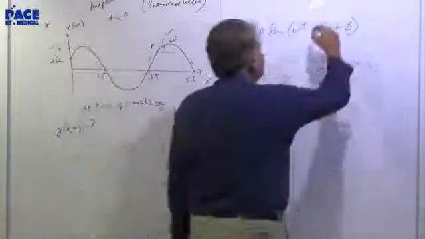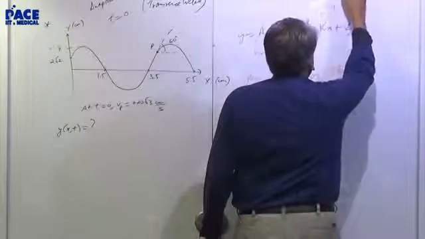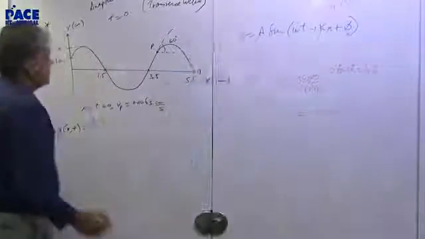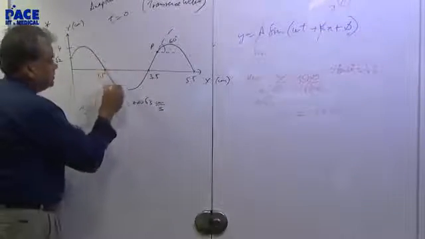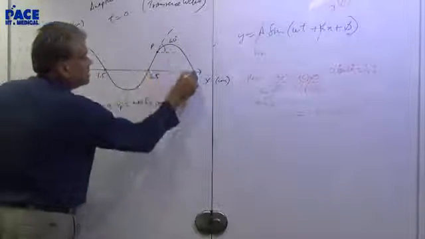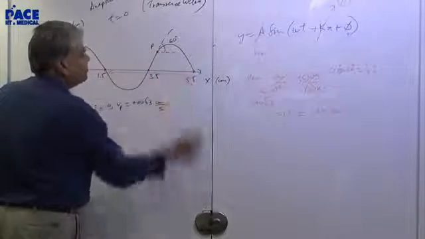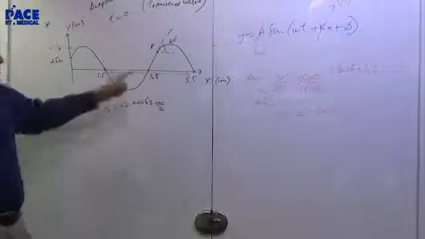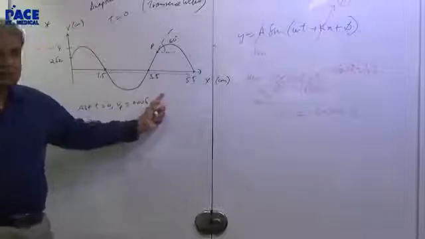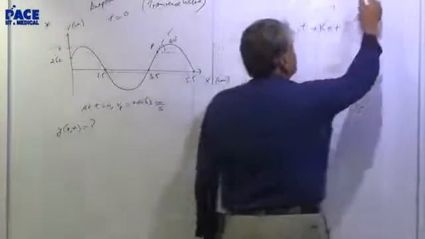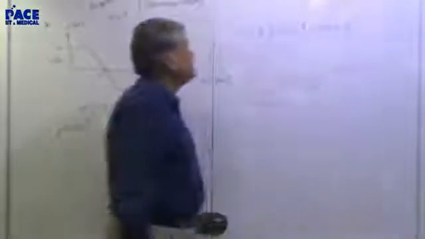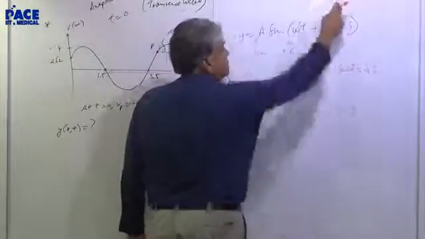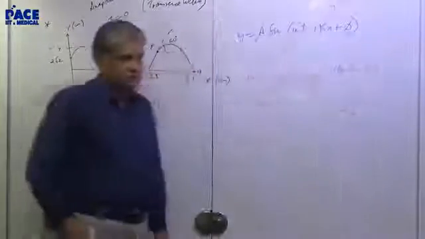Do you know k? K is 2 pi by lambda. What is lambda? One cycle, won't you complete it? Lambda is 4. There you got it. And what is omega? Omega is k times c. We know c, we know k. I got my omega also.